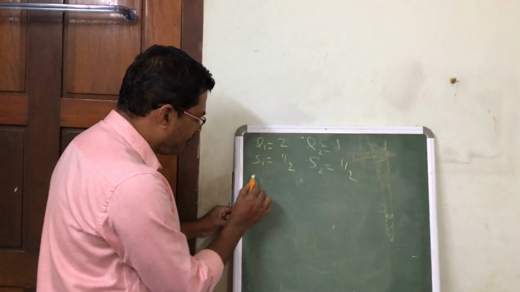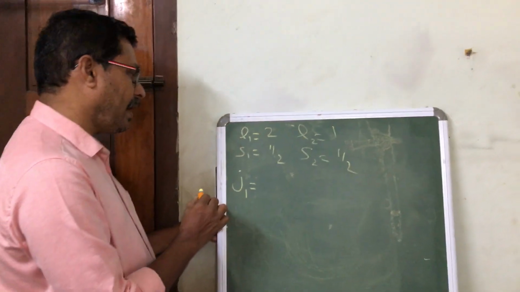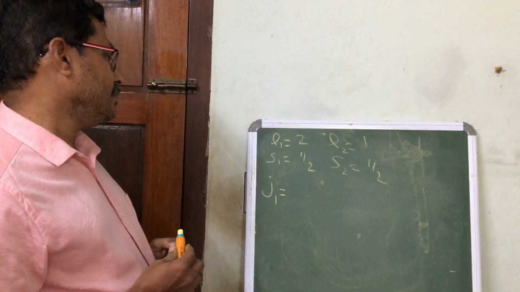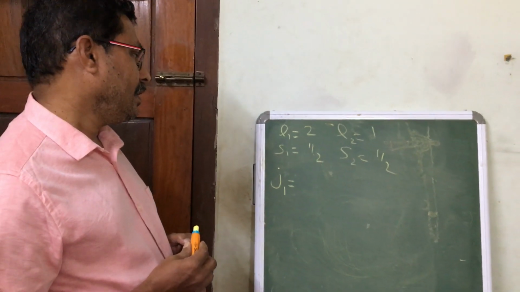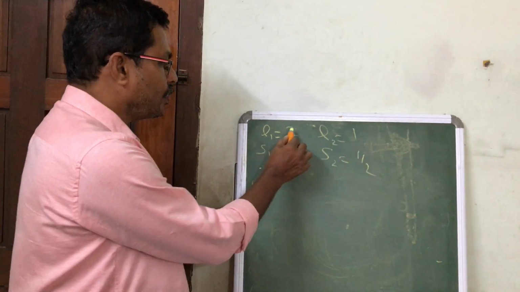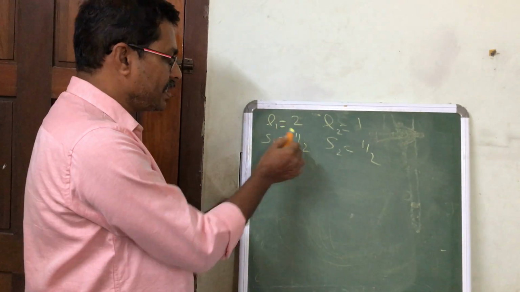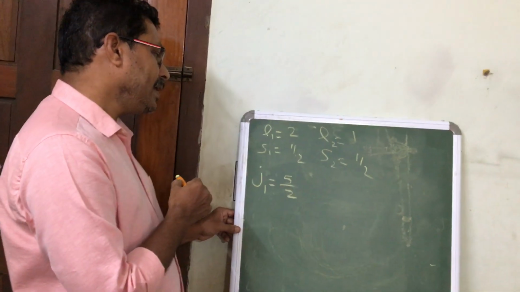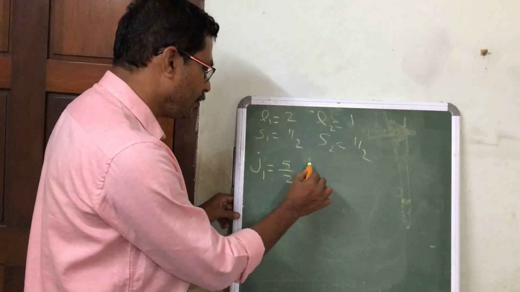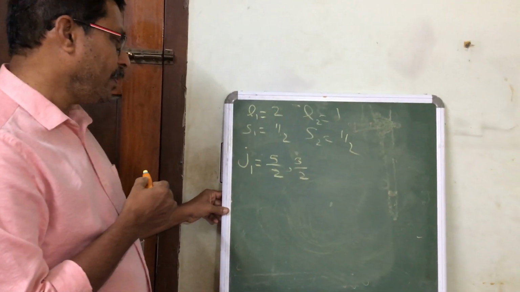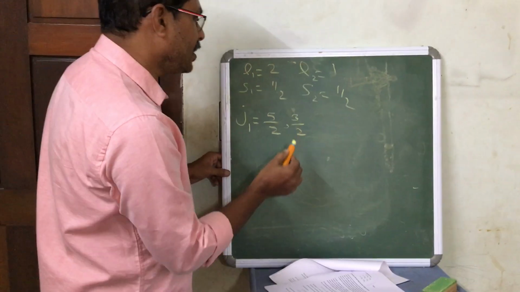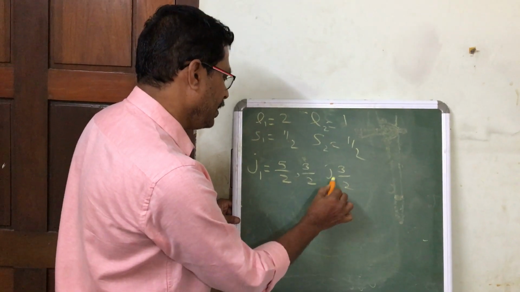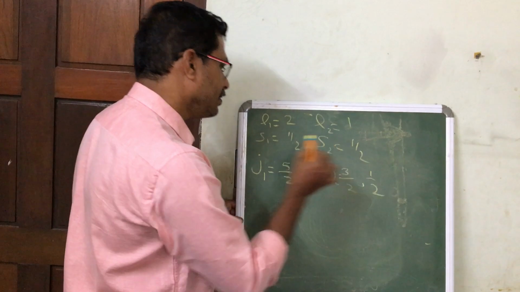So this will give you the first J value. J1 you can write as from L1 plus S1 to L1 minus S1. L1 plus S1 gives 2 plus half, that means 5 by 2, and 2 minus half is 3 by 2. So you are getting only two values, 5 by 2 and 3 by 2. And similarly J2 is 3 by 2 and half.